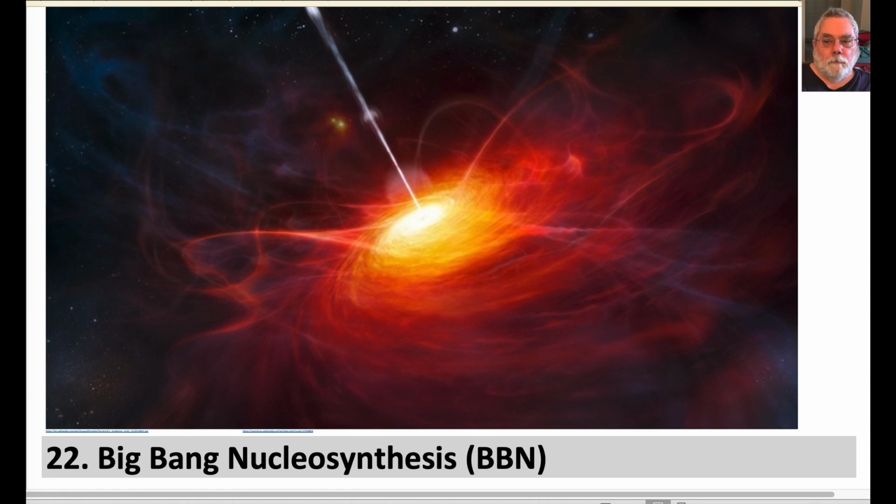Section 22, Big Bang Nucleosynthesis, BBN. Protons and neutrons combine to form deuterium and helium nuclei, and a small amount of lithium in the first 5 minutes, 300 seconds, after the first 2 seconds after the Big Bang. This is called Big Bang Nucleosynthesis, BBN.